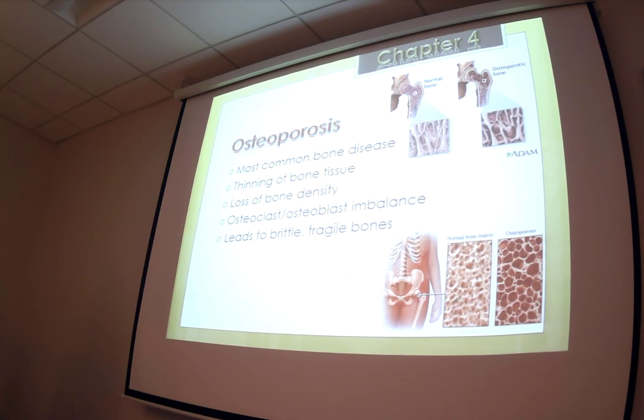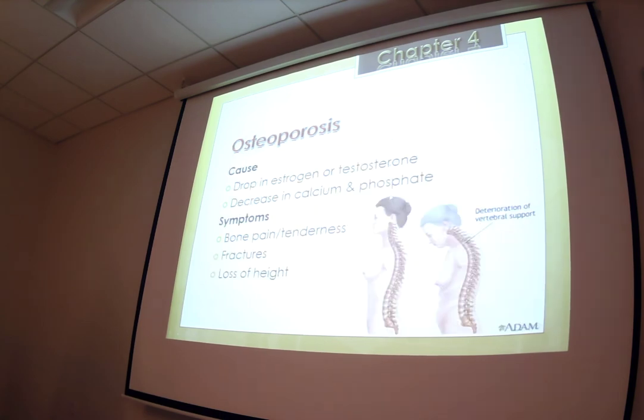So you can see here, here's a normal bone matrix down here, and here's osteoporotic bone. We have more being destroyed in the middle, not enough being built back up on the edges. It could be caused by a drop in estrogen or testosterone levels, a decrease in calcium and phosphate.